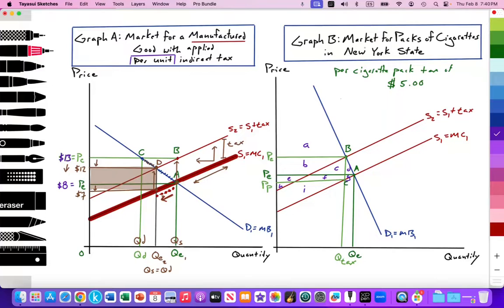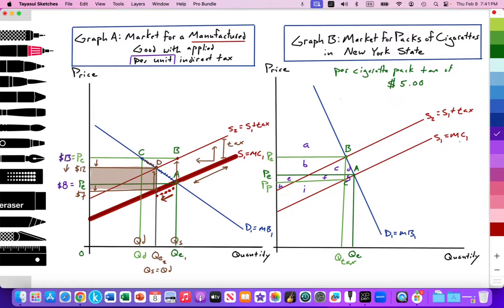So in graph B, here we have the market for packs of cigarettes in New York State, where a per pack tax is applied, being $5. On the y-axis, we're measuring price. On the x-axis, we're measuring quantity. We have one downward sloping demand curve according to the law of demand, labeled D1, equal to the marginal benefit. We have two upward sloping supply curves labeled S1 and S2.